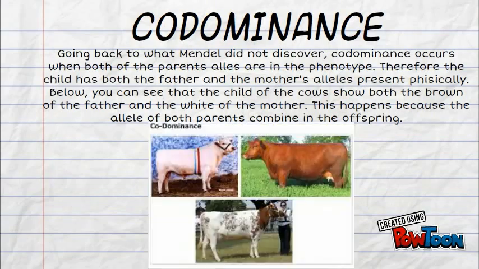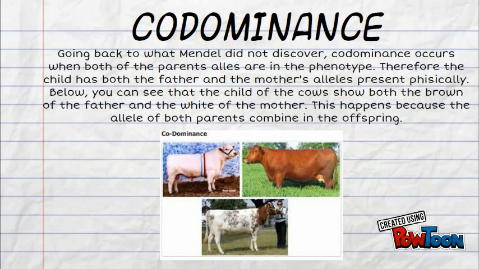Codominance. Going back to what Mendel did not discover, codominance occurs when both of the parents' alleles are in the phenotype. Therefore, the child has both the father's and the mother's alleles present physically. Below, you can see that the child of the cows shows both the brown of the father and the white of the mother. This happens because the alleles of both parents combine in the offspring.